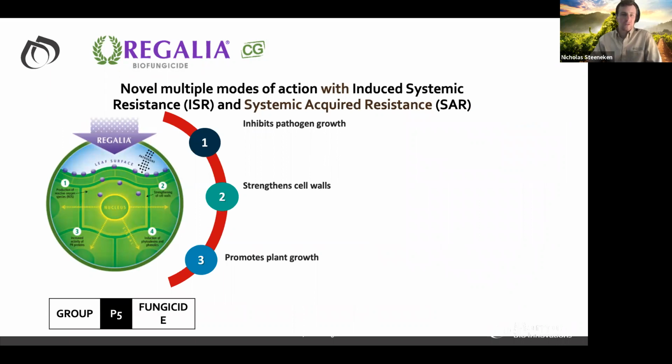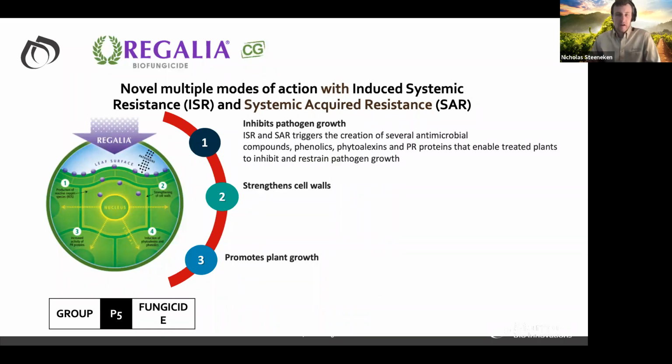All right, so Regalia has multiple modes of action. We're inducing systemic resistance inside the plant. So basically, the ISR and SAR pathways are triggered within the plant, which creates several antimicrobial compounds: phenolics, phytoalexins, PR proteins. Basically, these are all molecules inside the plant cell that, when the pathogen breaks into the plant cell, attack the pathogen before it can actually take hold and do damage to the plant.